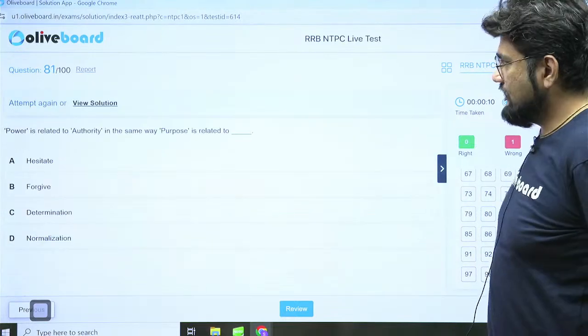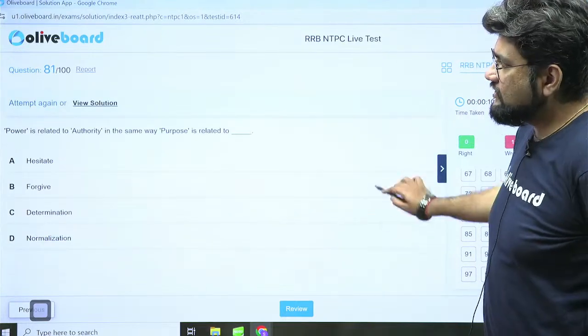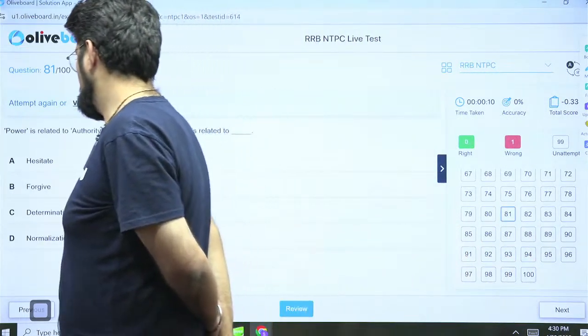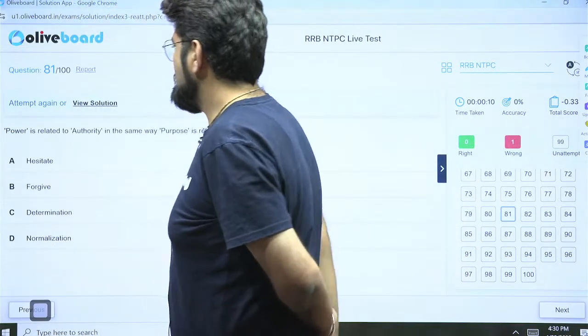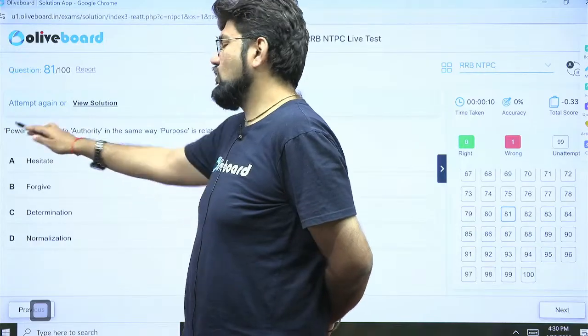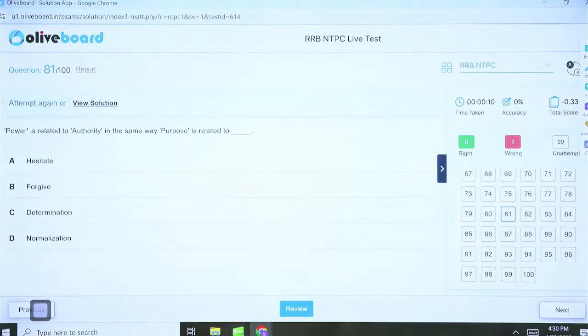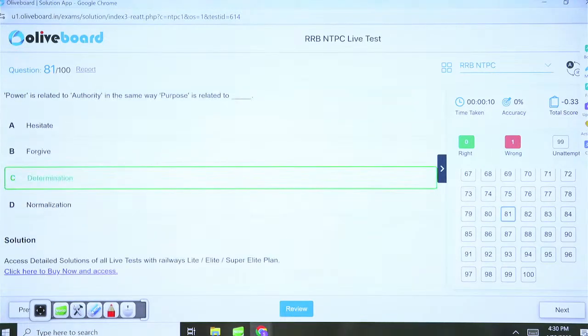Next, question number 81. Power is related to authority in the same way purpose is related to what? See, power and authority can be sort of synonyms, or power leads to authority, or authority leads to power. So purpose is determination, because forgive, hesitate, normalization do not make sense here. Right?